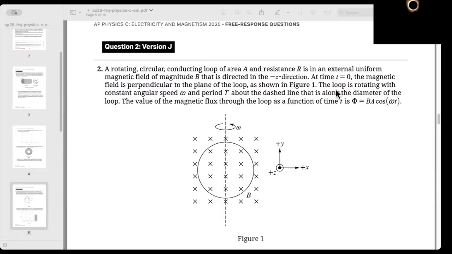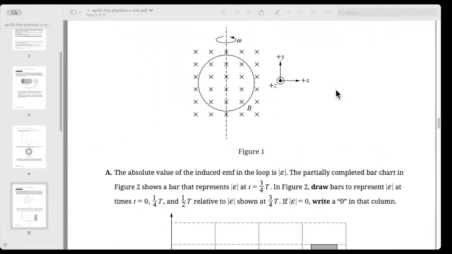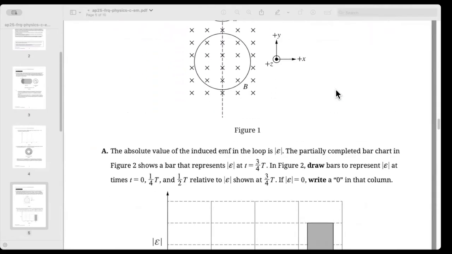So you've got a rotating thing. Magnetic field is in the negative z direction. I'm kind of bored already reading it. There's a constant angular speed and a period, and there's your flux. Okay. Let's see what I can do without actually reading the rest of that.